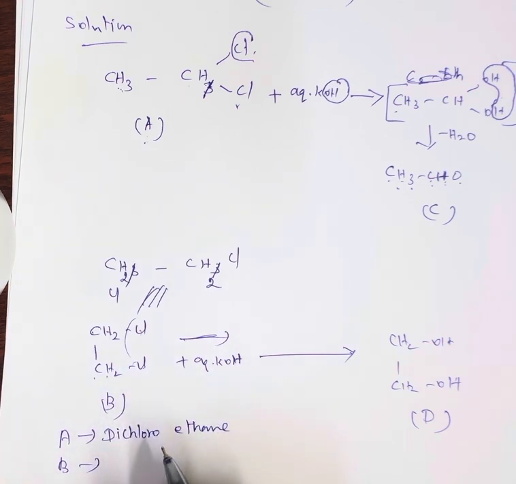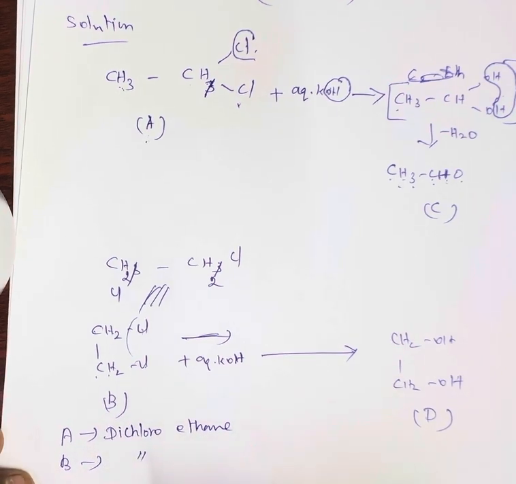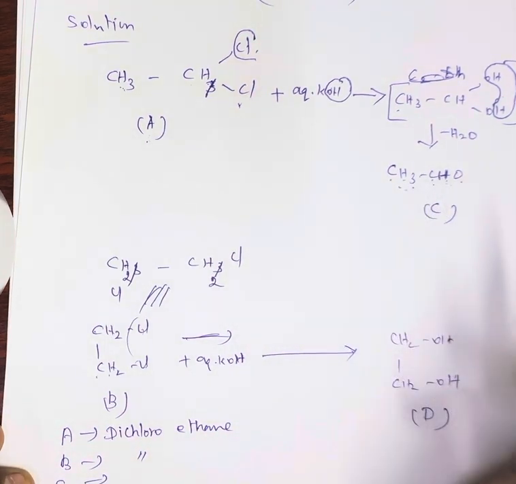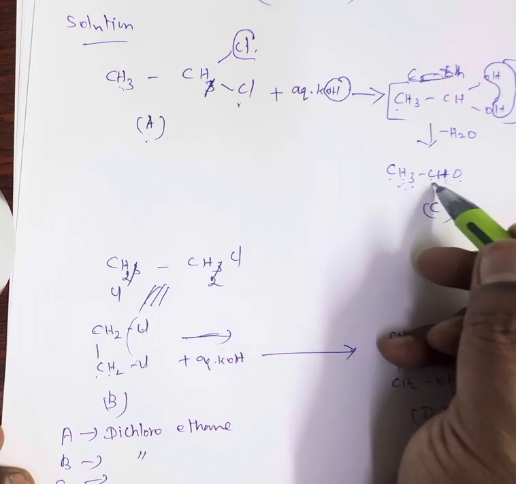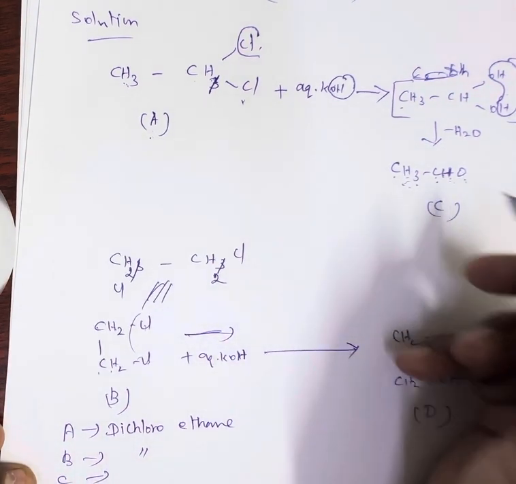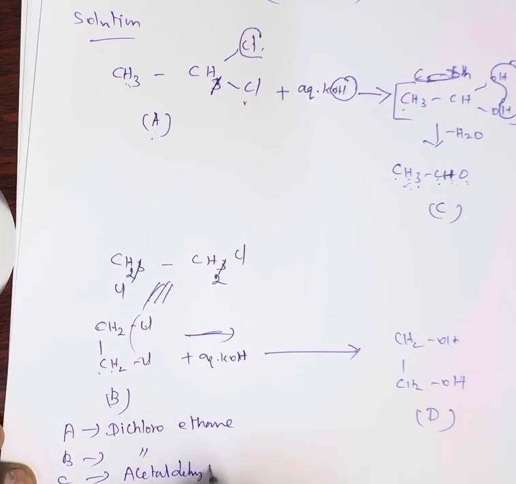B is also dichloroethane. Next, C is CH3CHO, which means acetaldehyde.